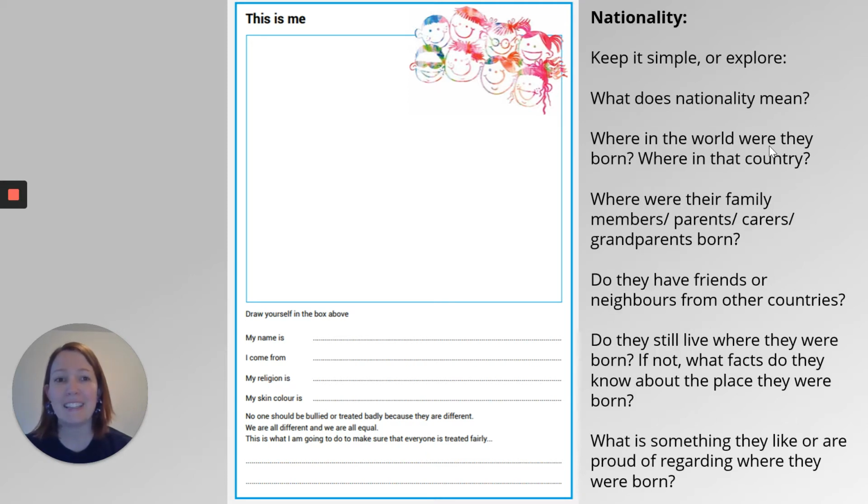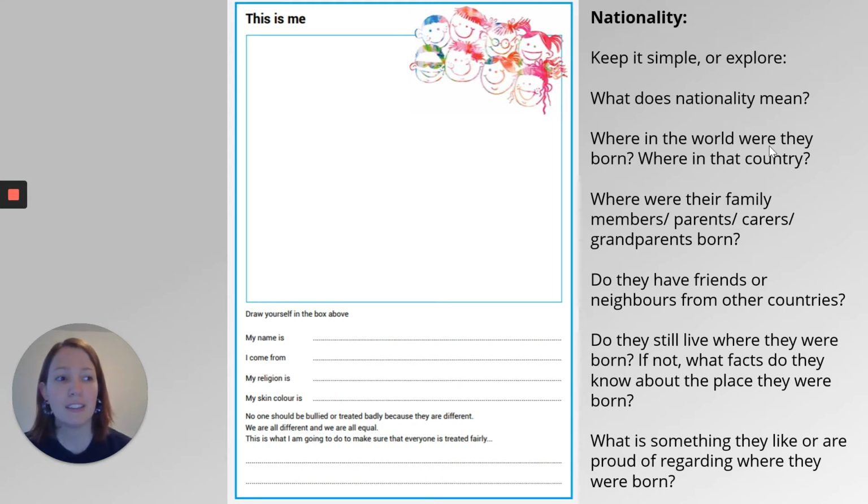Next up is nationality. The question being, where are you from? It can be useful to introduce the term nationality here and explain what it means, and then have a discussion about where they're from. Where were they born? Did they grow up in the same place that they were born? Where is their family's heritage? Do they have heritage from different countries? Do they have friends or neighbours from different countries? Can we find those countries on a map or a globe?